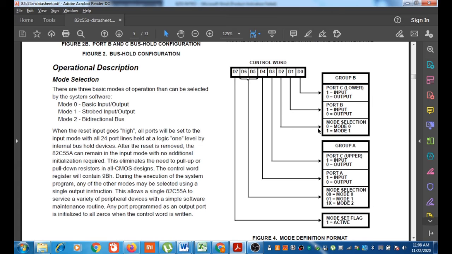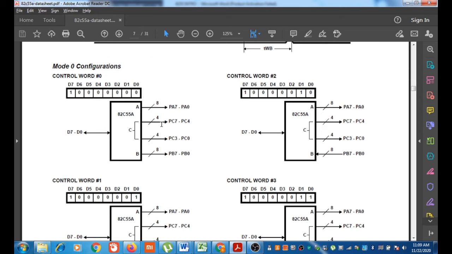Then D2, that is used for mode selection. 0 means mode 0. D1 is 0, port B is configured as output port. D0 is 0, the lower part of port C is configured as output port. So here port A, port C and port B all are output ports. So we have to write this control word pattern, that is 80, to the control word register.